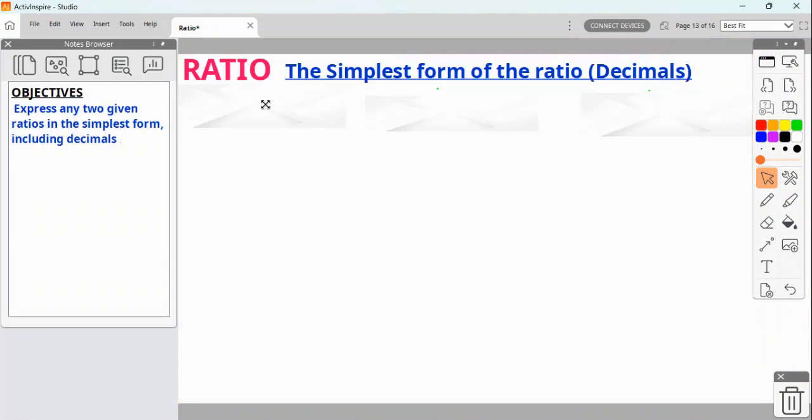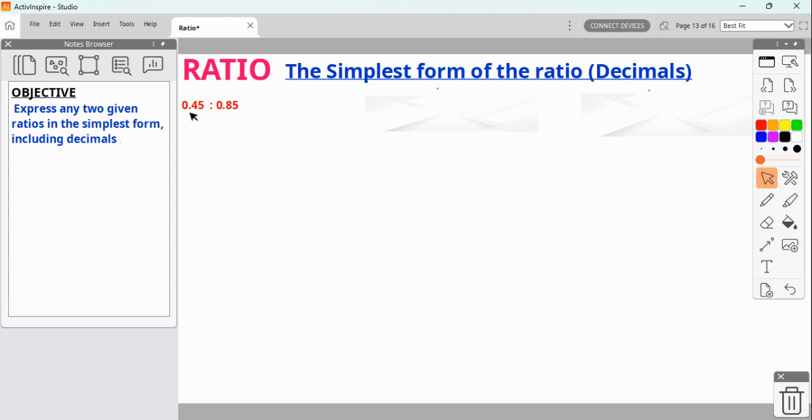In today's lesson, we will learn about ratio, and our objective is to express any two or three given ratios in the simplest form that includes decimals. So let's start. Question number 1, 0.45 ratio 0.85.